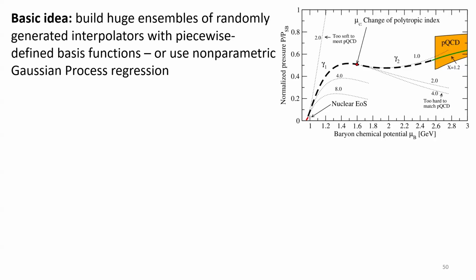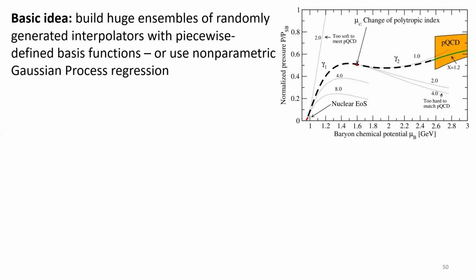But now, since in between we are kind of clueless, we can do phenomenological models, but then there are all kinds of uncontrolled uncertainties. What we can alternatively do is fill this interval, from something like 1 saturation density to 40 saturation densities, with all kinds of functions. We can use, in principle, any type of interpolator we want.